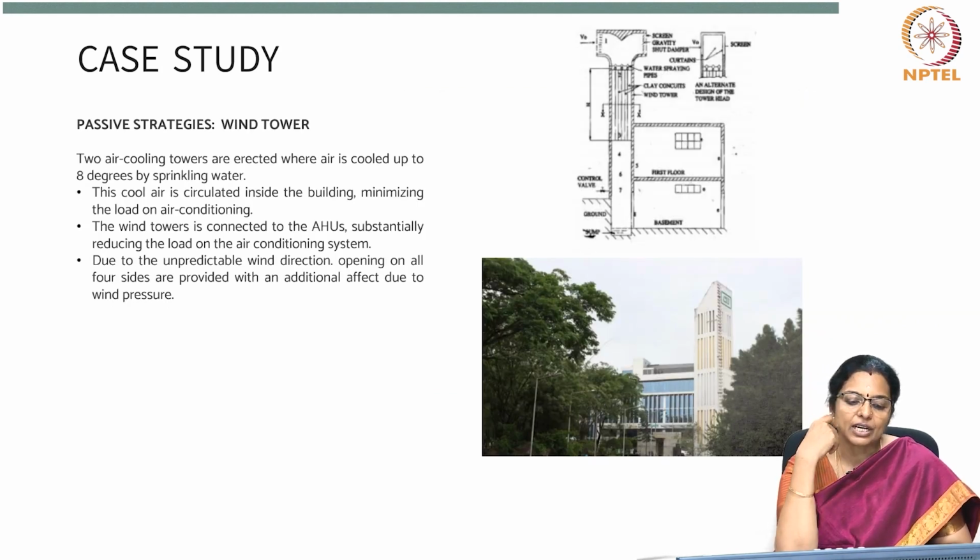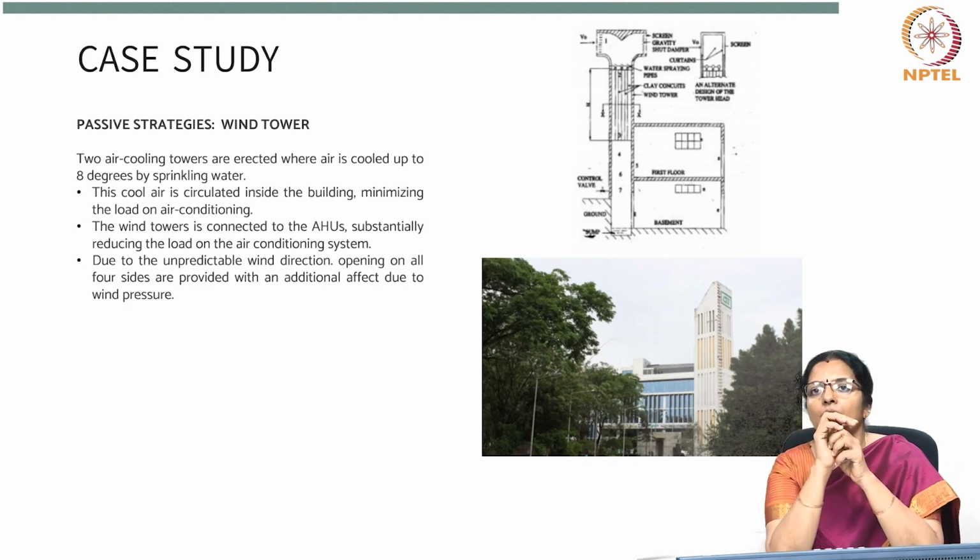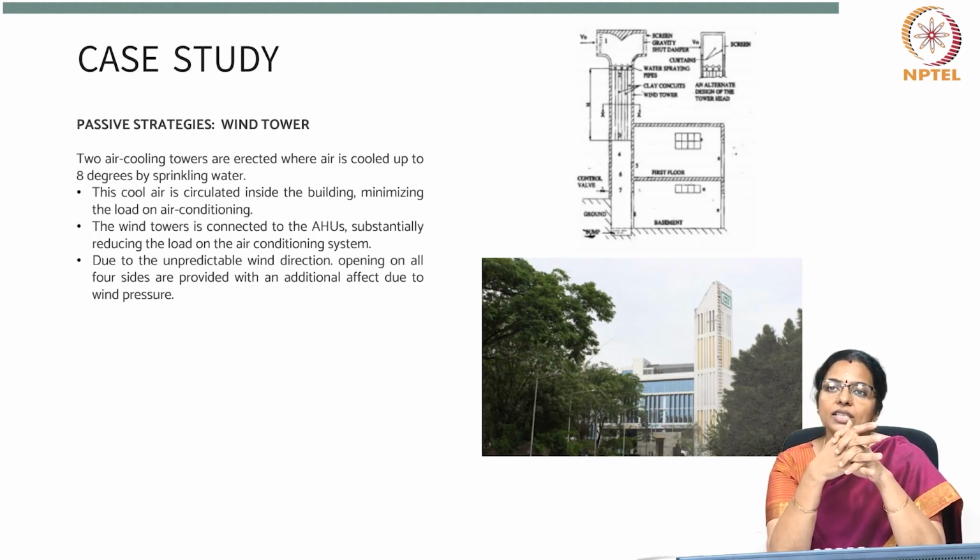The other passive strategy is the wind tower. This building has two air cooling towers, which are erected, where air is cooled by up to 8 degrees centigrade by sprinkling water. The cool air is circulated inside the building, minimizing the load on the air conditioner. The wind tower is connected to the AHU, substantially reducing the load on the air conditioning system.